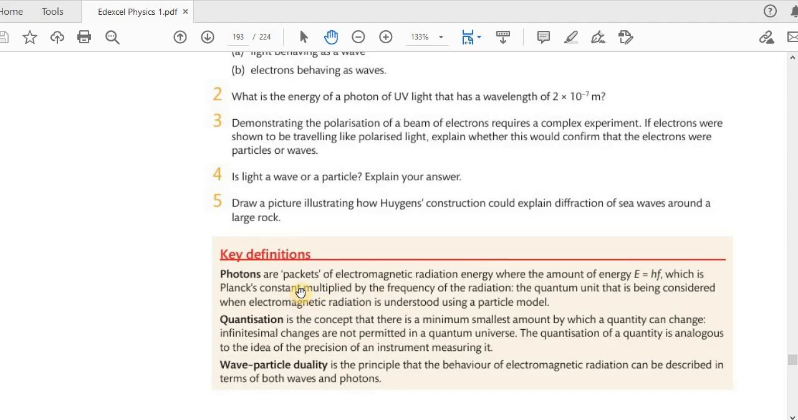Photons are packets of electromagnetic radiation energy where the amount of energy E is equal to hf, where h is Planck's constant and f is the frequency of the radiation. It is the quantum unit that is considered when electromagnetic radiation is understood using a particle model. So here we have photons. So we have packets of energy.